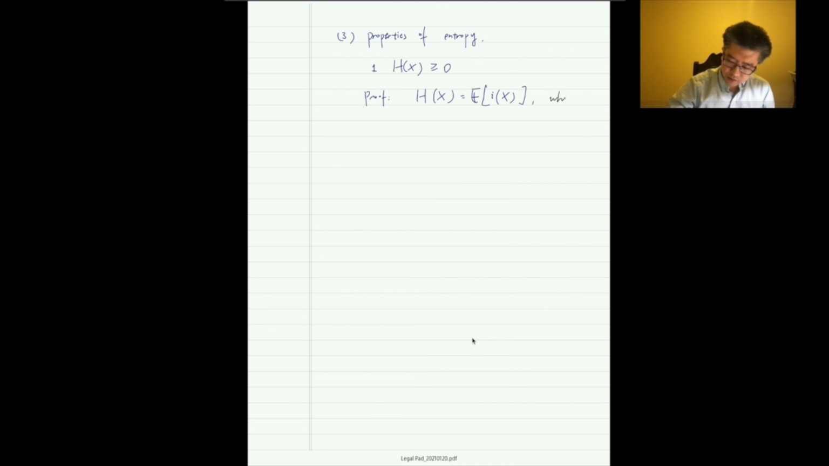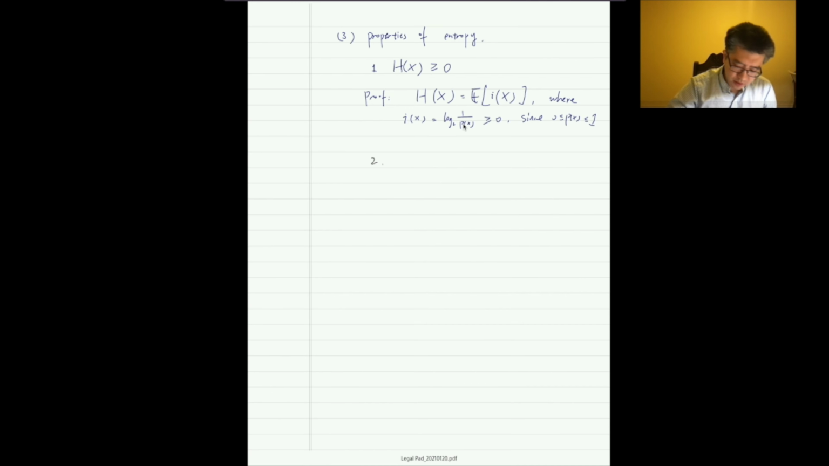Each term of the self-information is represented by a of small x, which equals this. Clearly this is bigger than or equal to 0, because p(x) is between 0 and 1. So this is always bigger than or equal to 0, because the term inside is always bigger than or equal to 1. It's very easy. And the second property might be more interesting.